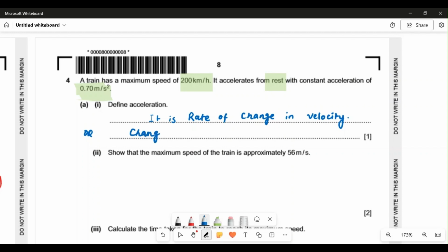So we can mention here in another way, we can say change in velocity per second. Velocity per second. Not speed. Many times students use the word speed that is not appropriate for the acceleration.